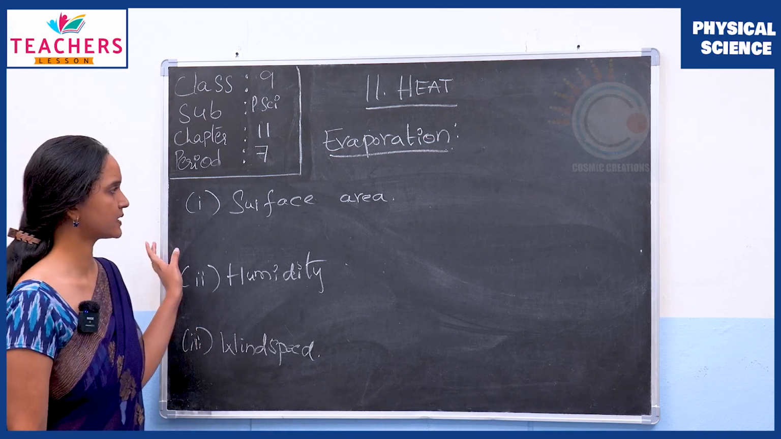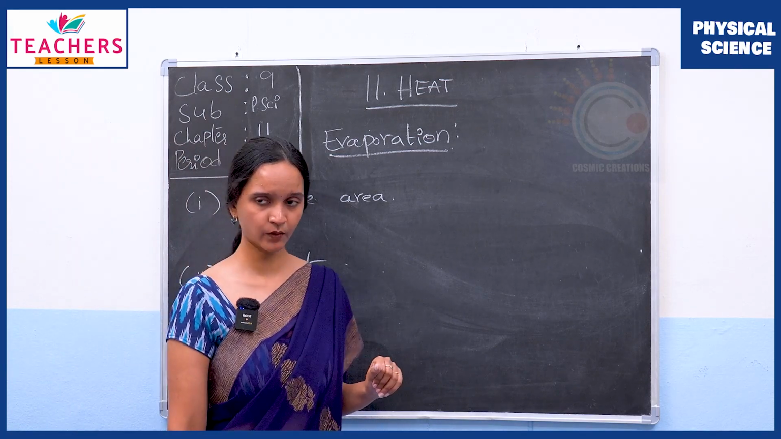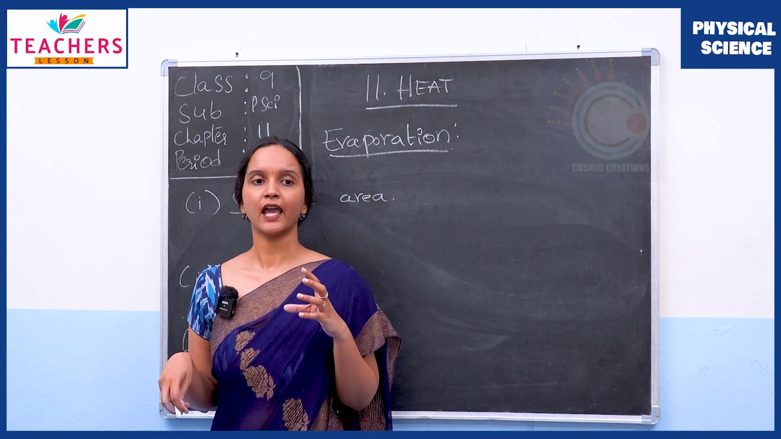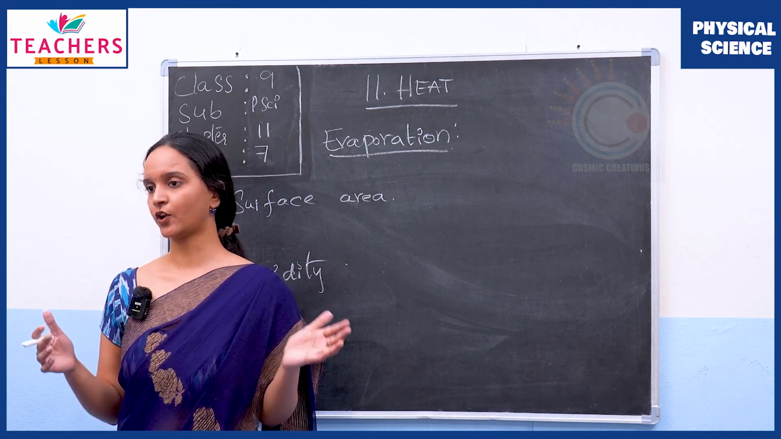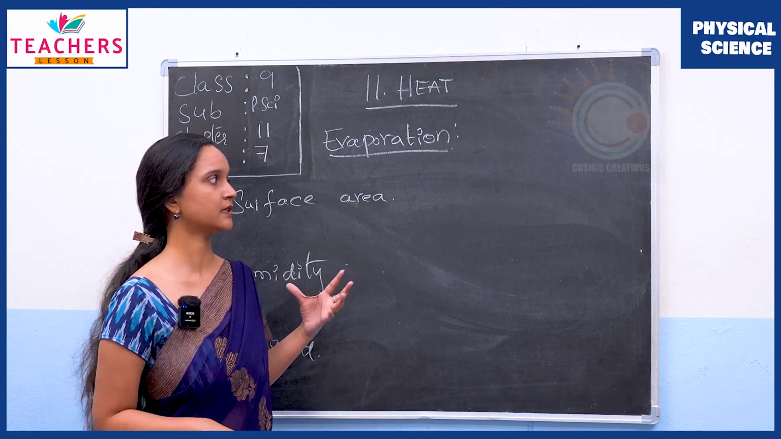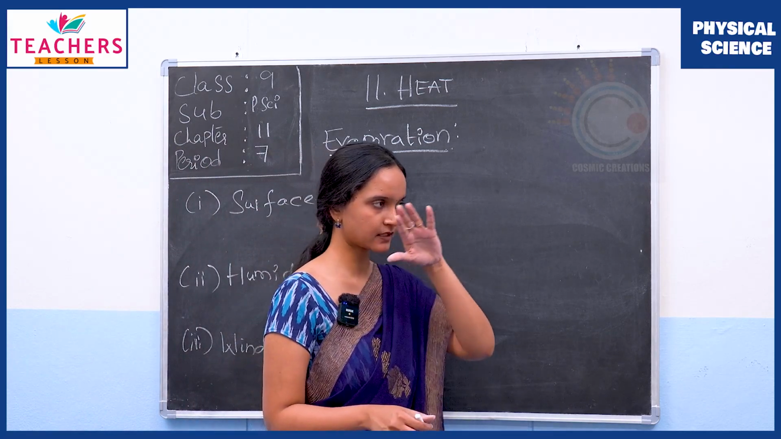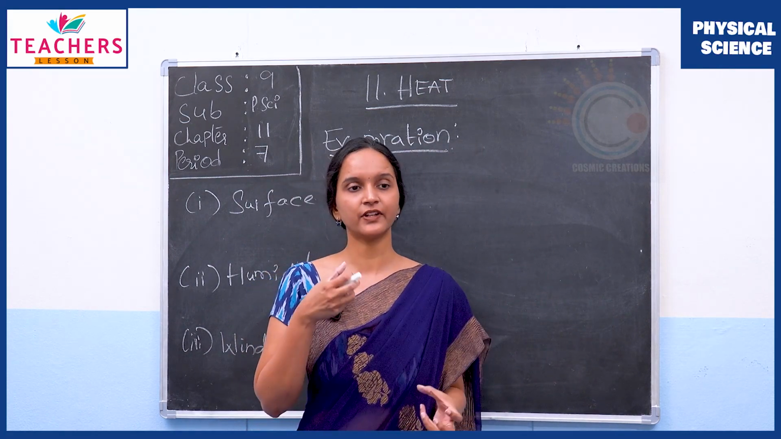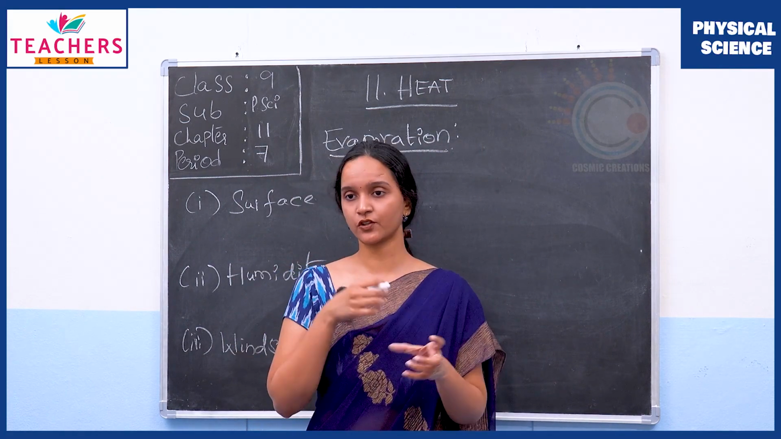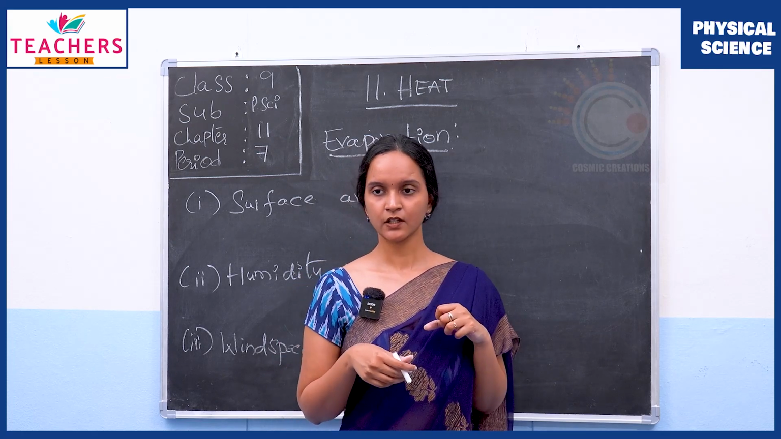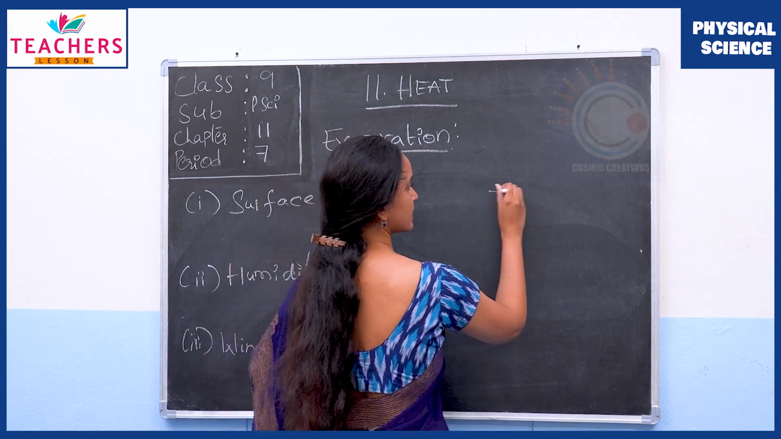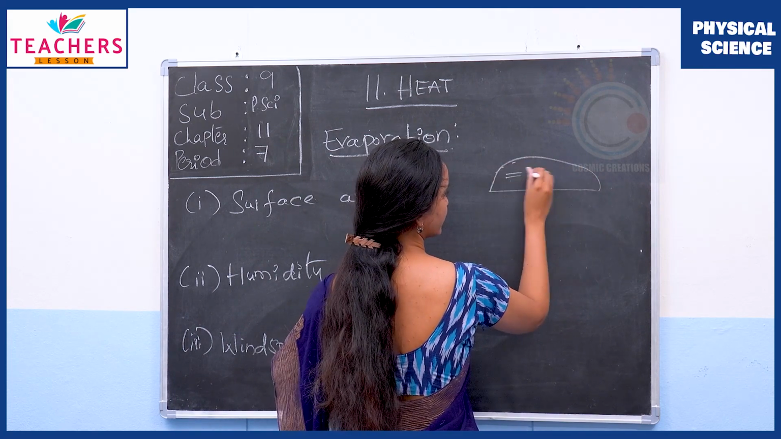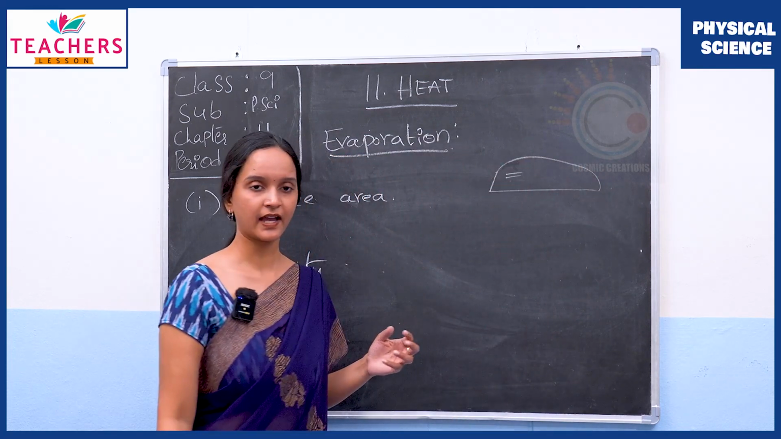Okay, let's begin with surface area. We have already established that evaporation is a surface phenomenon. Why? Because the molecules which are present at the surface of the liquid escape when they gain enough energy from the collisions of the molecules. So evaporation occurs from the surface of the liquid. That's what we have learned.